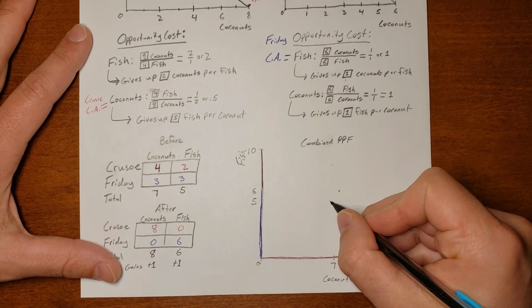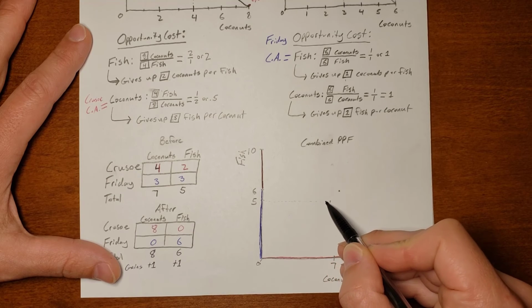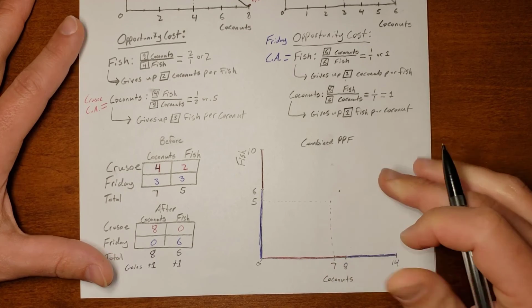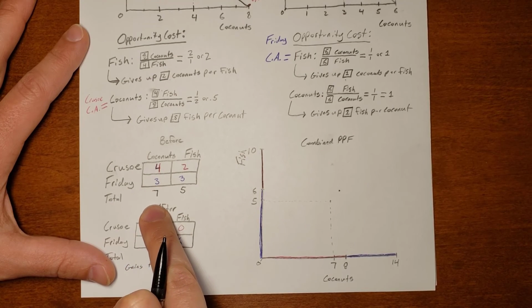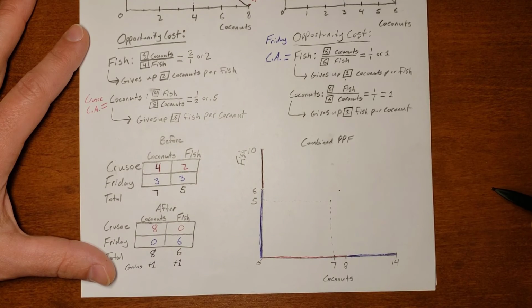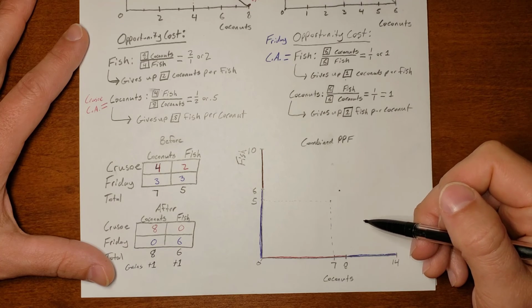Now remember that previously we had been producing here at 5 fish and 7 coconuts, right? That was our before trade and specialization output: 7 coconuts, 5 fish. So what we're going to look at now is how the economy is going to have a bowed out look, or the PPF is going to be bowed outward due to specialization.